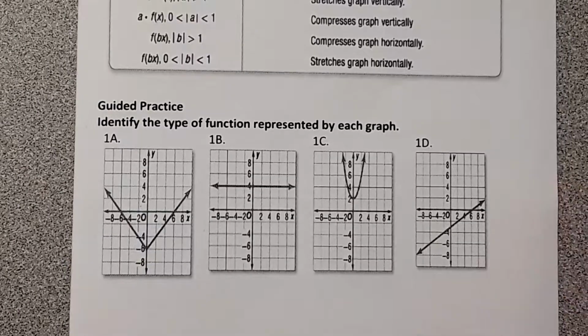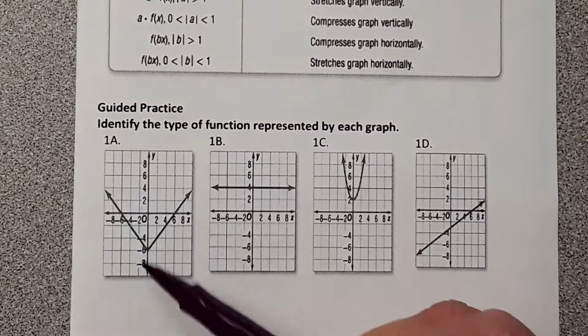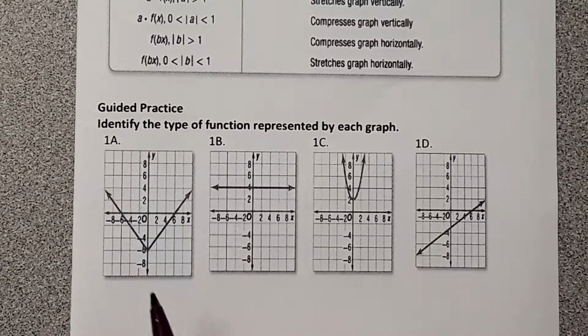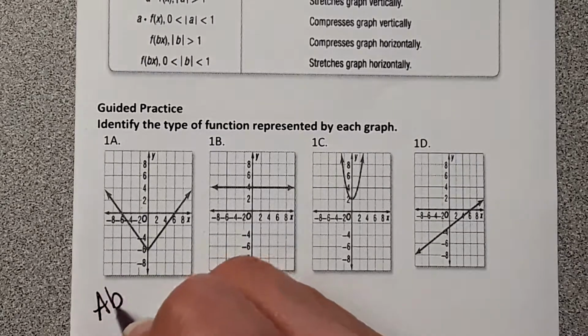The first type of problem you're going to have tonight is you're going to identify the type of function represented by each graph. So what type of function? Notice it's not a parent function because we moved it down. See, it's moved down, but this is an absolute value function. So we're going to write absolute value.